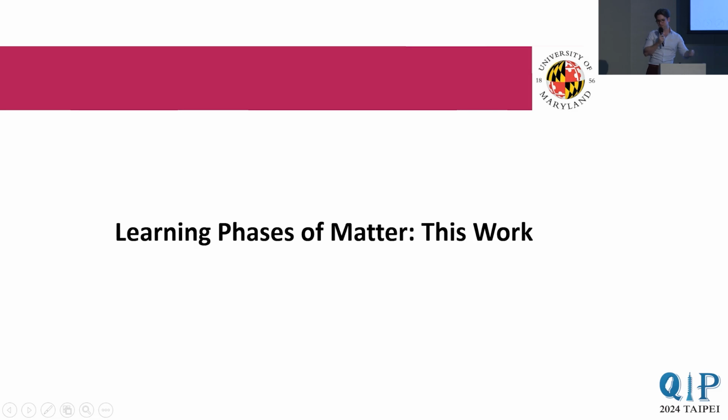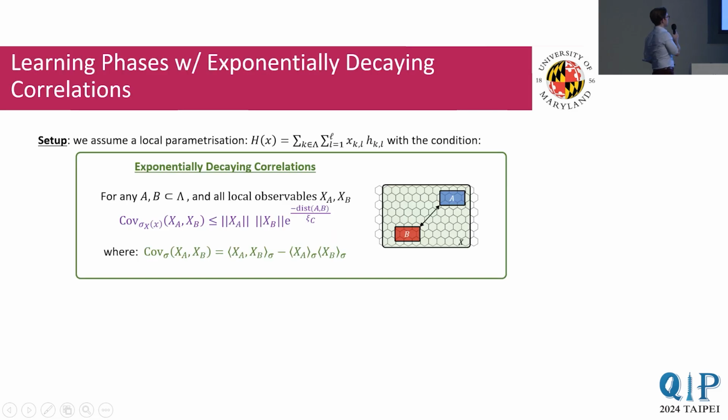Okay, the answer is obviously going to be yes, because I wouldn't be on stage otherwise. So we're going to consider a similar situation. We're going to consider the case where, again, we have a locally parameterized Hamiltonian. You can consider our Hamiltonian as being a sum of local terms parameterized by parameters x.